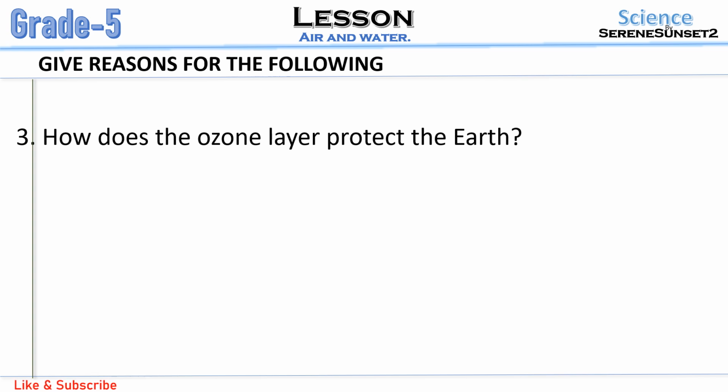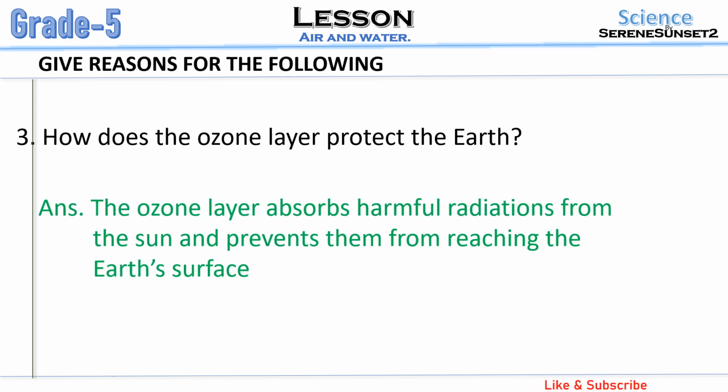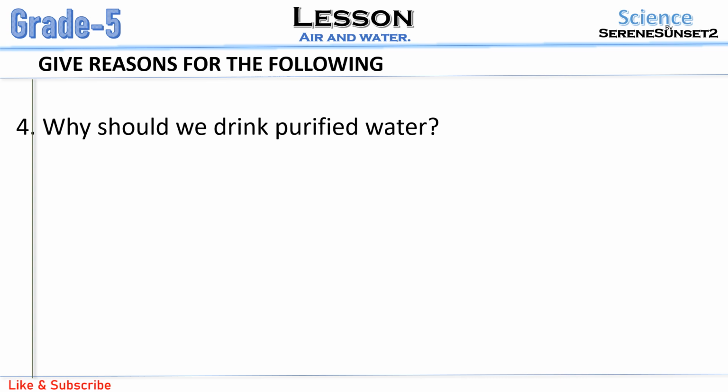How does the ozone layer protect the earth? Let's have a look at the answer. The ozone layer absorbs harmful radiations from the sun and prevents them from reaching the earth's surface. The ozone layer takes harmful radiations from the sun and prevents them from reaching the earth's surface. Let's have a look at the next.